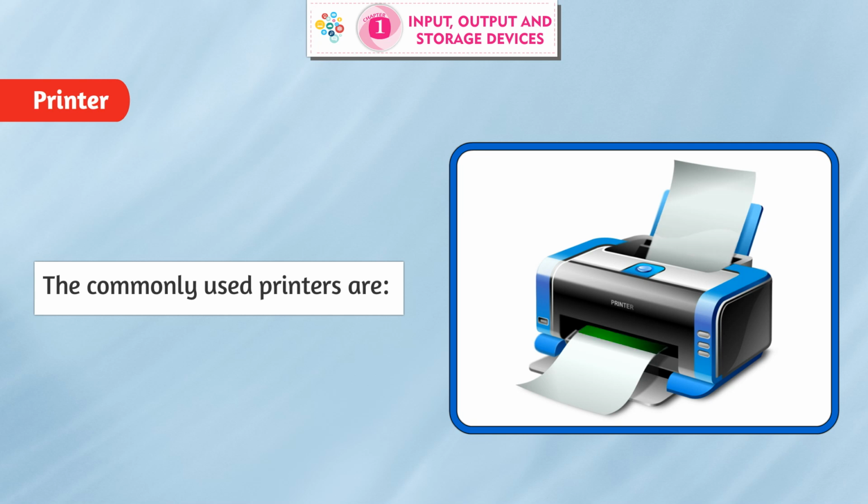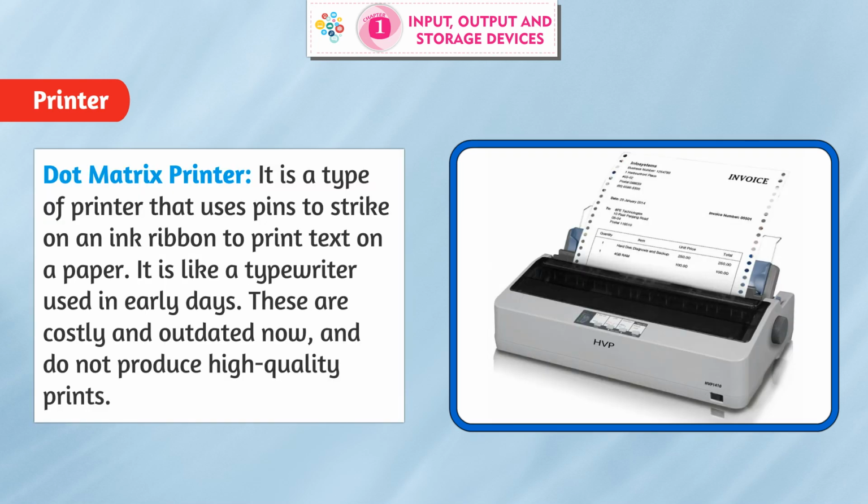The commonly used printers are the dot matrix printer. It is a type of printer that uses pins to strike on an ink ribbon to print text on a paper. It is like a typewriter used in early days. These are costly and outdated now and do not produce high-quality prints.